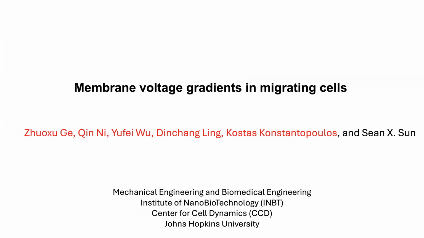It's a pleasure to introduce Professor Sean Sun from Johns Hopkins University. Sean studied at Penn State and received his PhD in theory from UC Berkeley. He is now a professor of mechanical and biomedical engineering, studying the physics of cell movement, cell shape, and cell size, as well as fluid transport across the cell membrane. Today, he'll speak about how membrane voltage gradients are established in migrating cells. Sean, thank you for joining us, and the screen is yours.